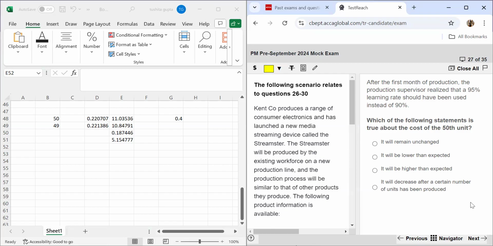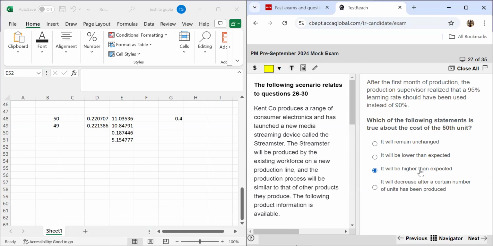If you see what is going to be the cost of the 50th unit, then the cost of the 50th unit will be higher than expected because learning is slower. A higher learning rate means slower learning. So your learning is slower. That means labor is going to take more time.